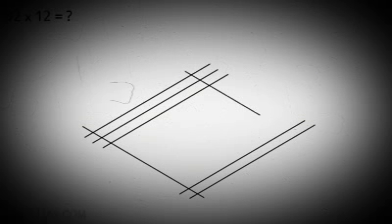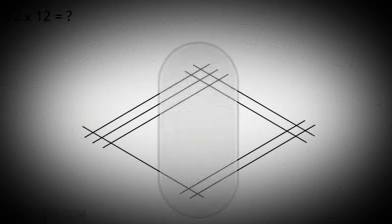32 times 12. The first digit of the first number is 3, so we draw 3 lines here. The next number is 2, so draw 2 lines here. Then we have the multiplication sign, and the next number is 1, so draw 1 line from here to here. And the final number is 2, so draw 2 lines here.